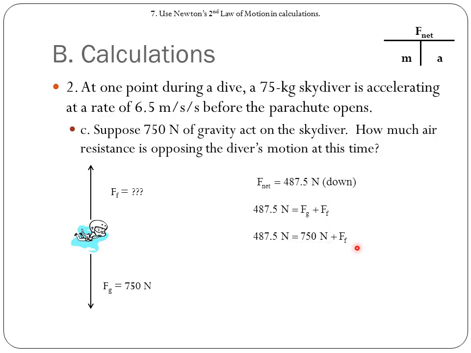So if you ask yourself, how am I going to find this frictional force, just consider this. I know that 750 plus whatever the frictional force is has to equal 487.5 newtons. So that would be the difference between the two then. The friction force simply must be the difference between the net force and the gravitational force. So the 487.5 newtons minus the 750 newtons gives me a negative 262.5 newtons.